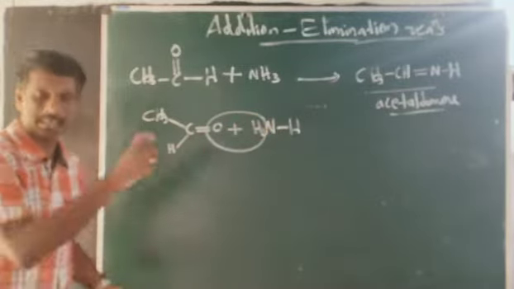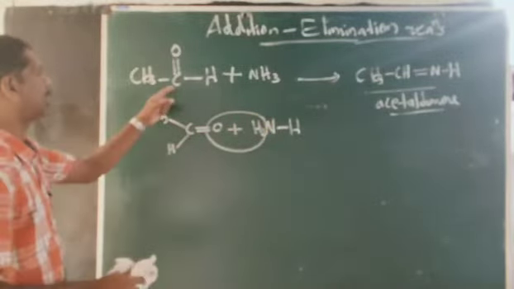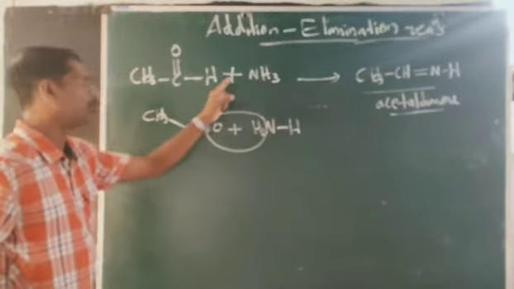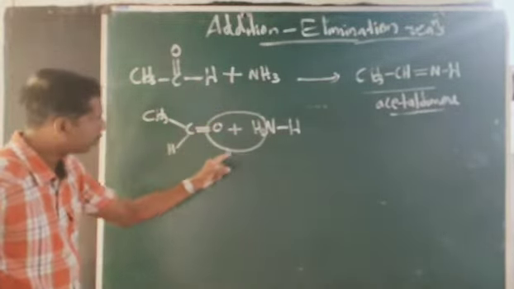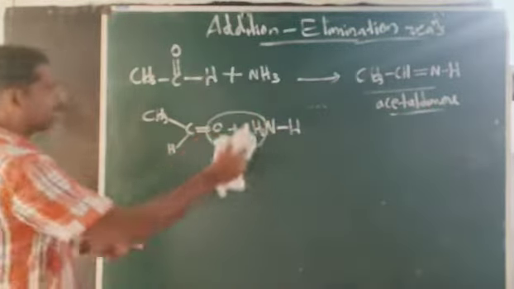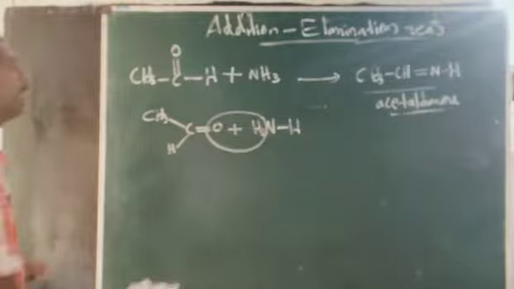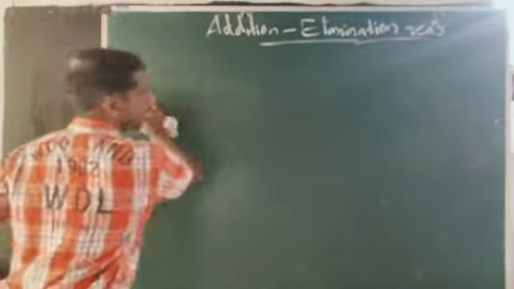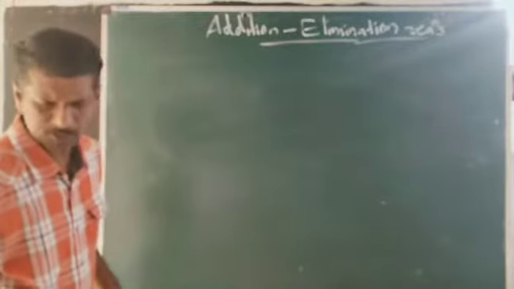Now what is the actual mechanism of this reaction? Acetaldehyde reacts with ammonia. What will be eliminated? H2O will be eliminated and you will get aldimine. So let us go through the mechanism of this reaction. The mechanism is actually not important, but let us go through it.